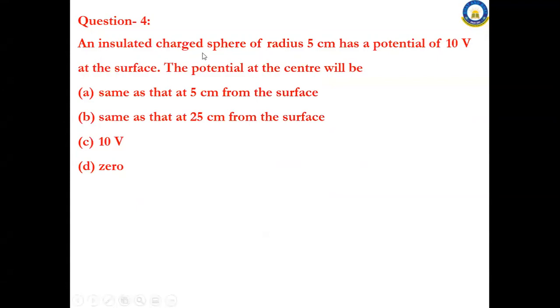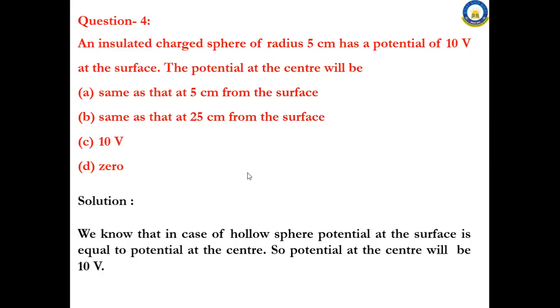In the previous explanation I have told you, for the charged sphere of radius 5 centimeter with a potential at the surface, what will be the potential at the center? Now you know that in the case of a hollow sphere, potential at the surface is equal to potential at the center. So potential at the center will be the same as 10 volts. So the correct option is C.